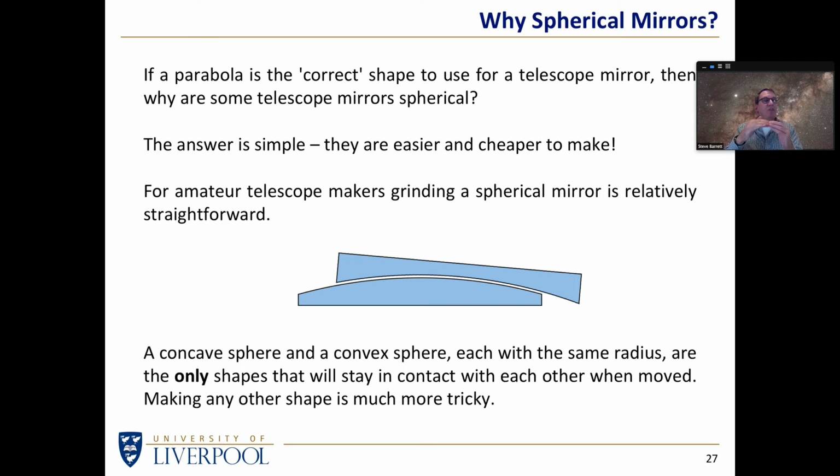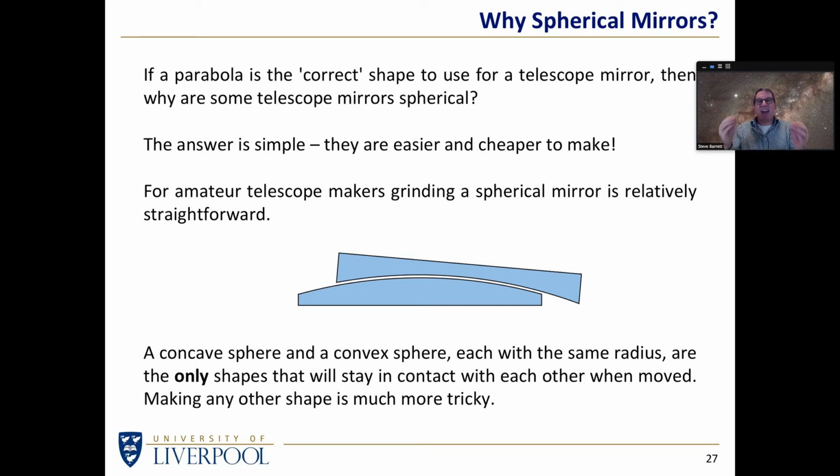A concave sphere and a convex sphere, which is what we'll end up with from these two slabs of glass that started off as flat, are the only shapes that will stay in contact with each other as you move them backwards and forwards. In other words, perfectly naturally, these two will want to form a spherical surface. Concave in one case, convex in the other. And the more you grind away, the deeper the concave and the greater the curvature of the convex surface, hence changing the focal length of the mirror.